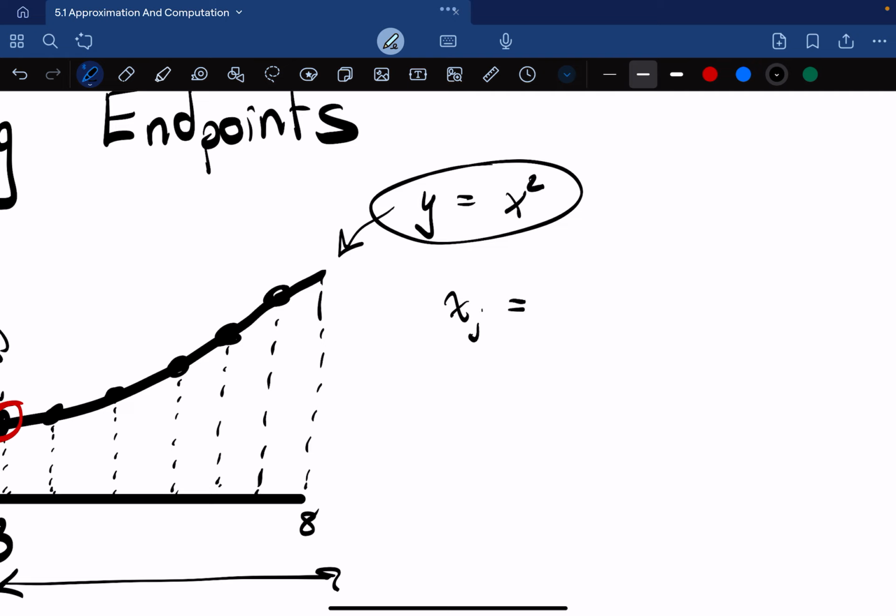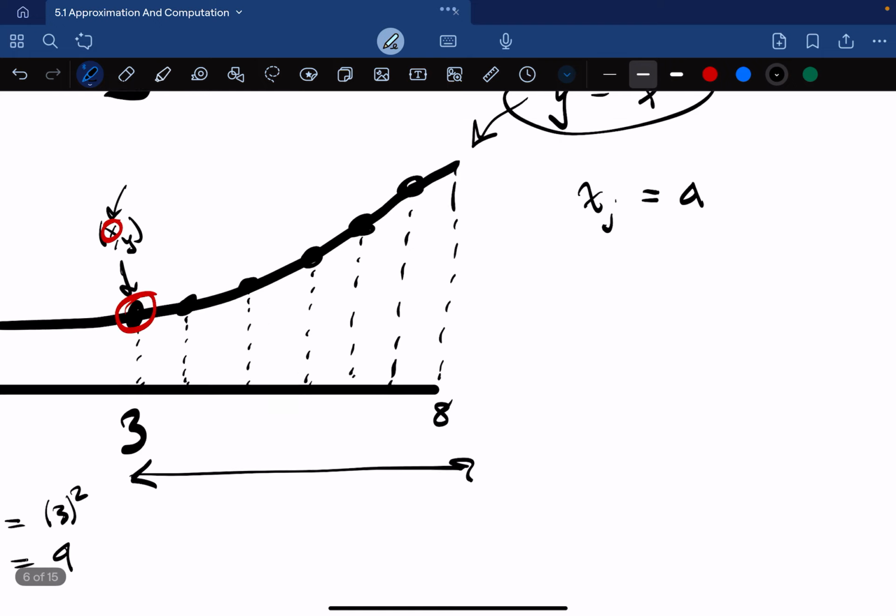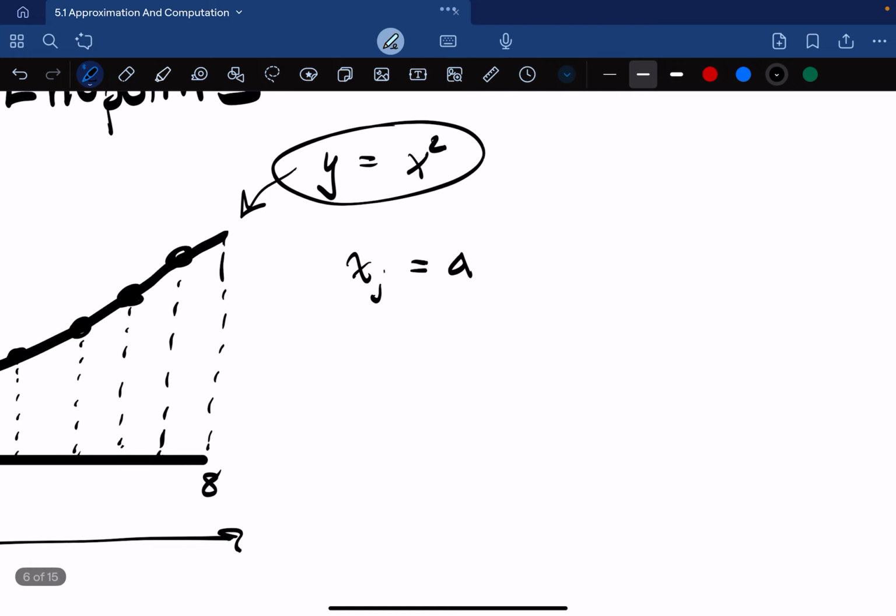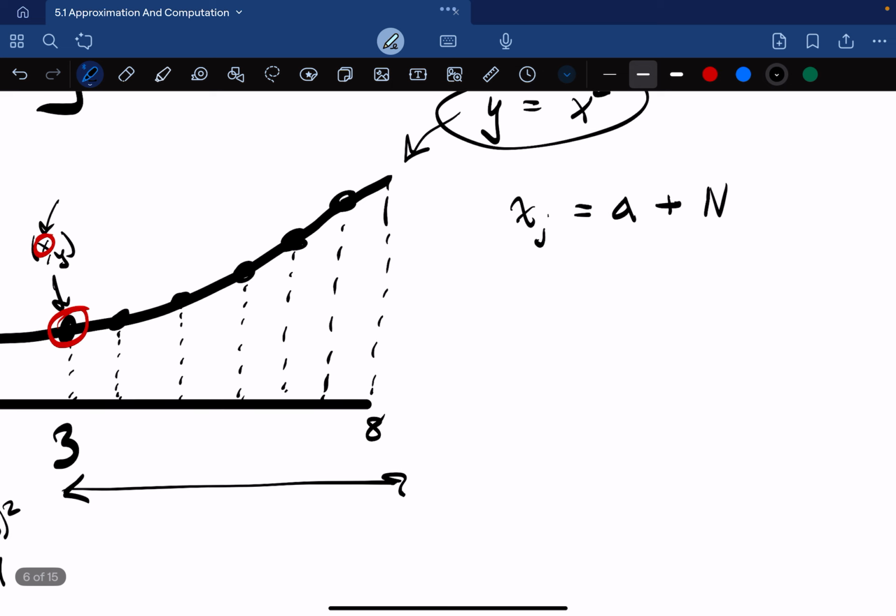x of j is equal to a, so the start point of the total interval, plus n, so which number of triangle we're trying to find. Or actually, what I've seen some people do is just say j, and j once again simply corresponds to which rectangle's endpoint we're trying to find, times delta x, otherwise known as our width.